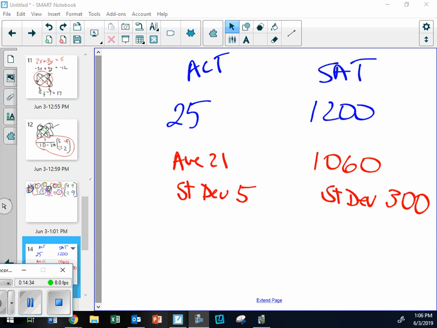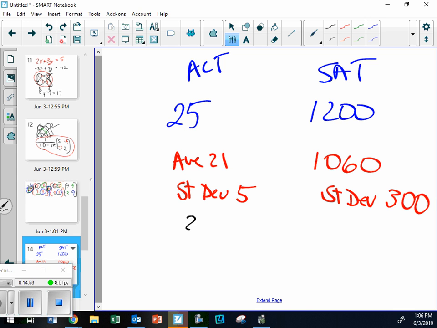So Z-score. This is kind of real. There's about a third of the kids in the school that take the SAT, and it's really hard to compare a 1200 to a 25. So this is how you could really do it in the real world. And if you wanted to prove it to somebody, you just have to show them how you looked up the averages and the standard deviations.